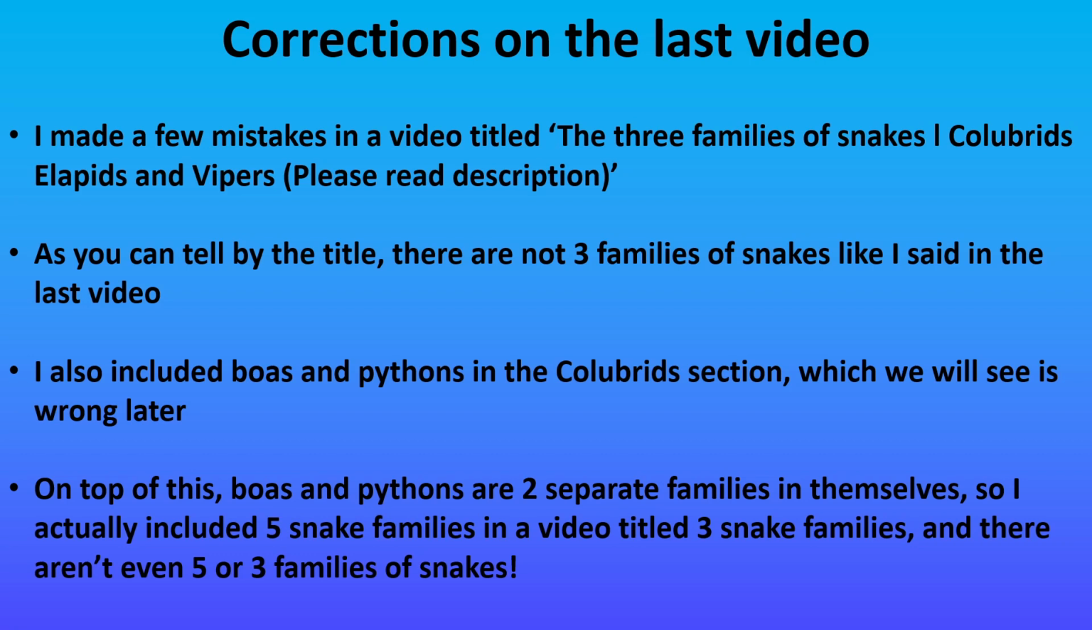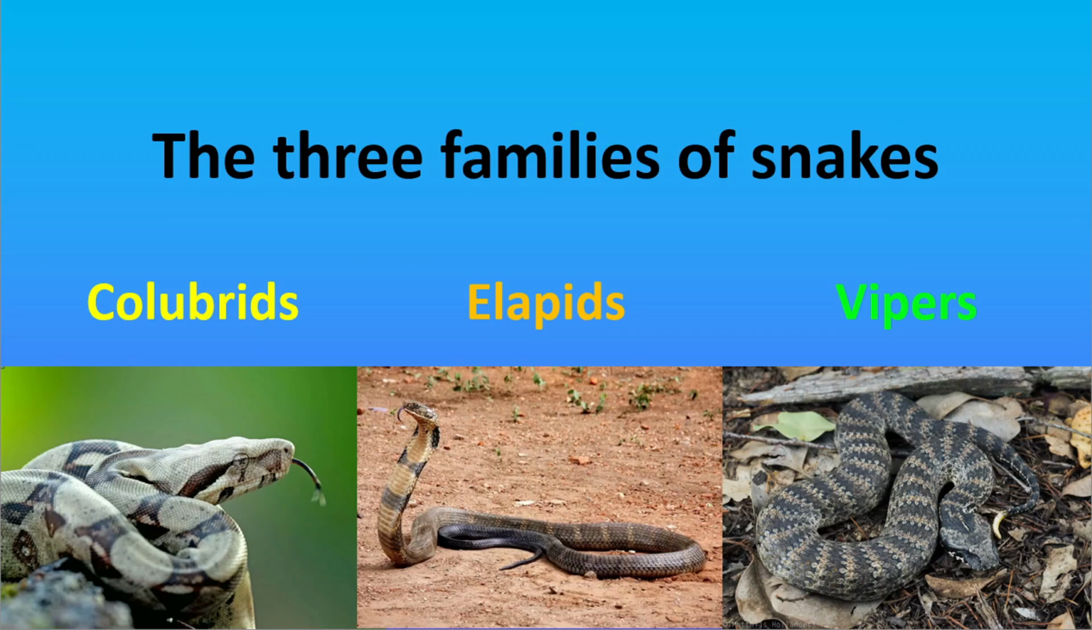On top of this, boas and pythons are two separate families in themselves, so I actually included 5 snake families in a video titled 3 snake families, and there aren't even 5 or 3 families of snakes. We can even just look at the thumbnail, and right there, a boa is not a colubrid, so the thumbnail was even wrong. So yeah, not great. But let's fix that now, and this is why I'm making this video.